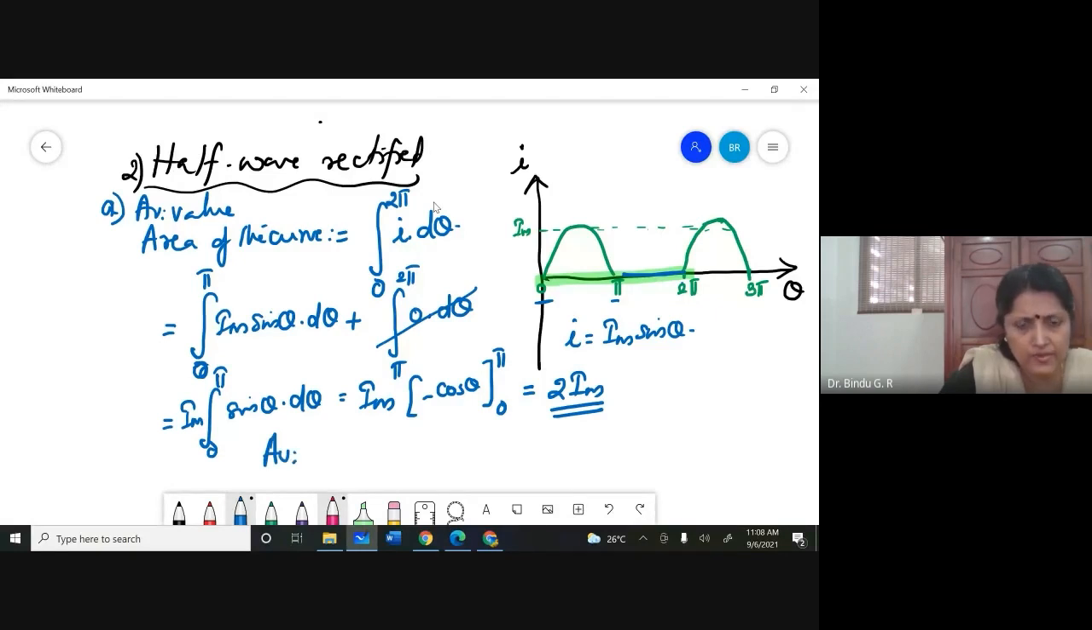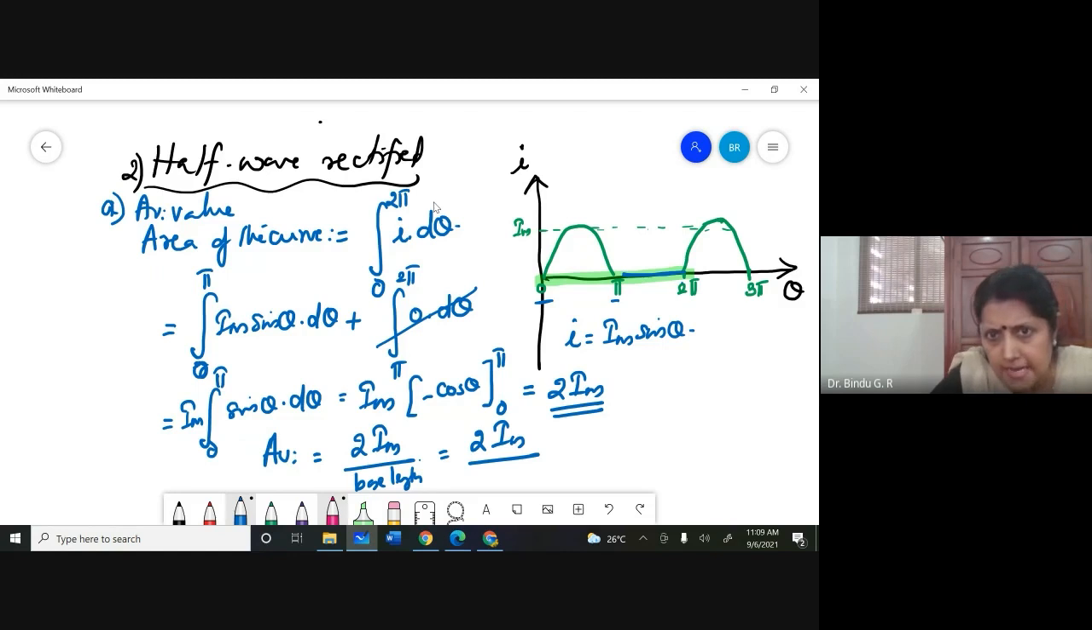Now the average value will be area under the curve by base length. So that is 2 Im by, what is the base length? 0 to 2 pi. So my base length will be 2 Im by 2 pi, or the average value here is Im by pi. I hope this is clear. Any doubt at all, please ask me now. I'm pausing for you.